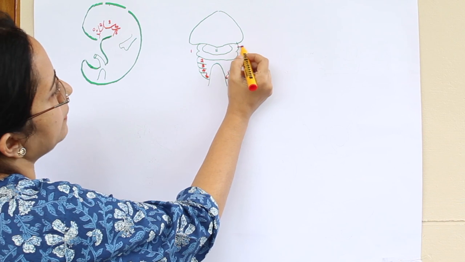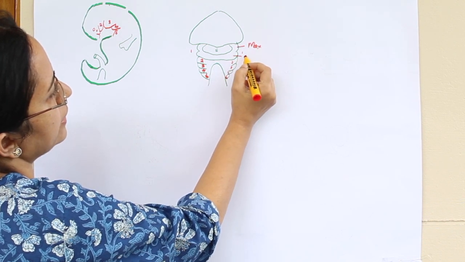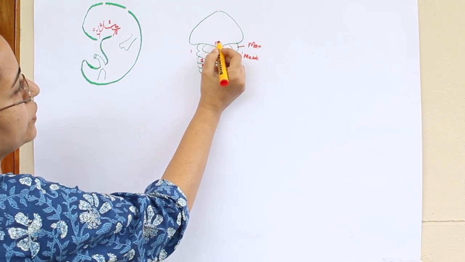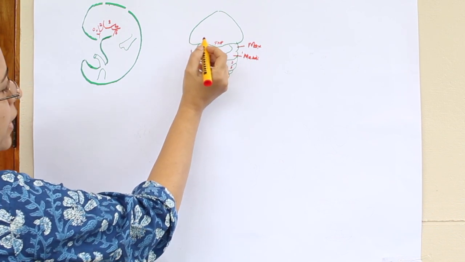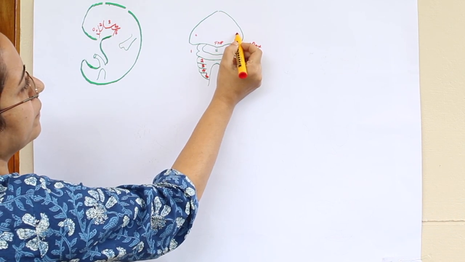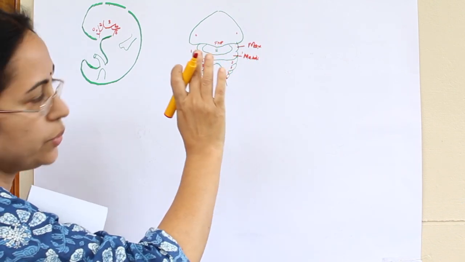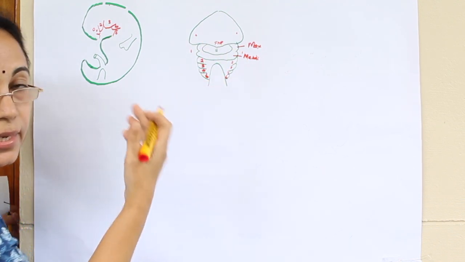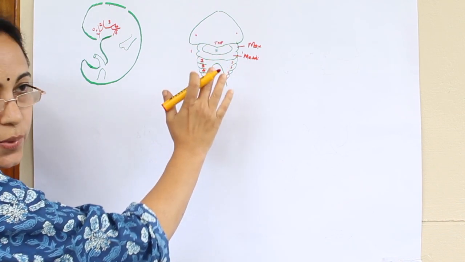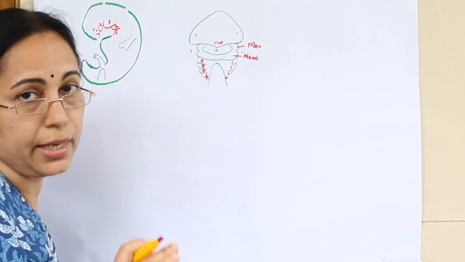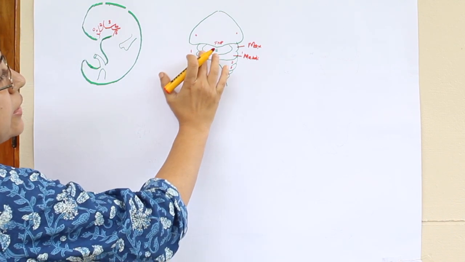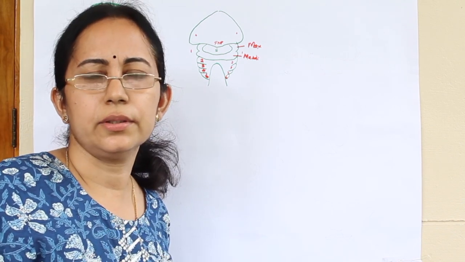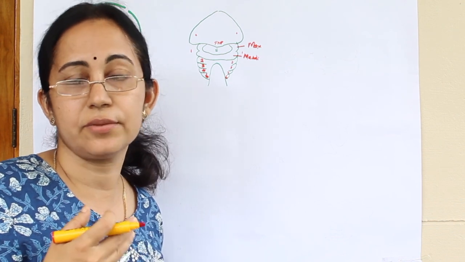In the first one, there is a maxillary prominence and there is a mandibular prominence. And this part is the frontonasal process. Importantly, the frontonasal process and the pharyngeal arches later develop into your face as well as the nose and the neck up to the upper thorax. So the pharyngeal arches and frontonasal process are very important. So first we can discuss the frontonasal process as well as the pharyngeal arches.